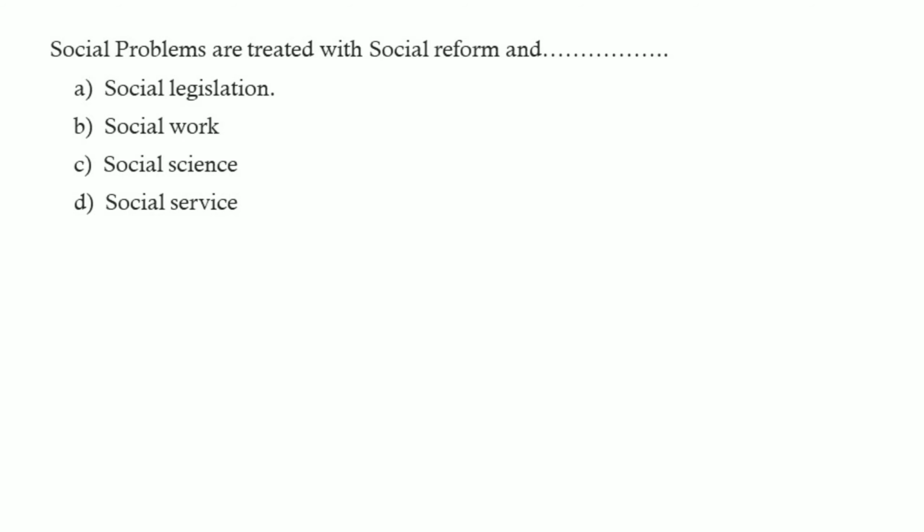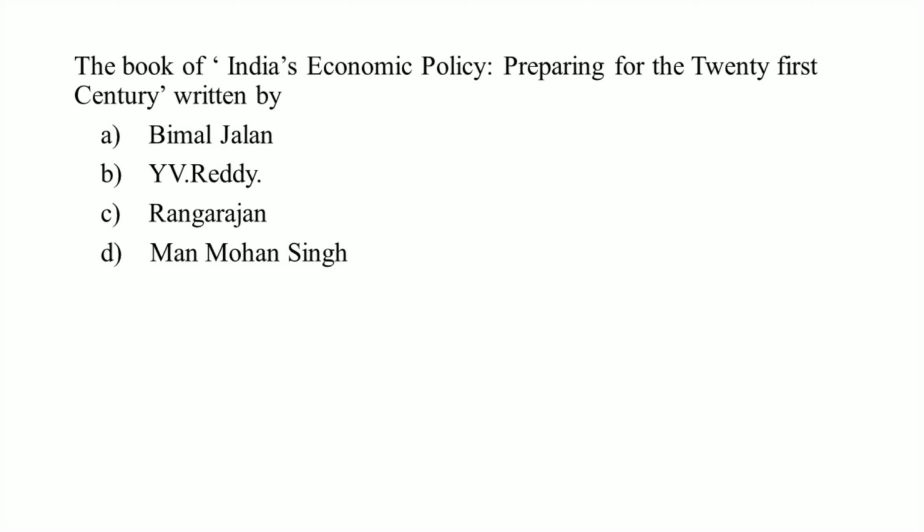Next one, social problems are treated with social reforms and dash. Options are A, social legislation, B, social work, C, social science and option D, social service. Right answer, option A, social legislation. Social problems are treated with social reform and social legislation.